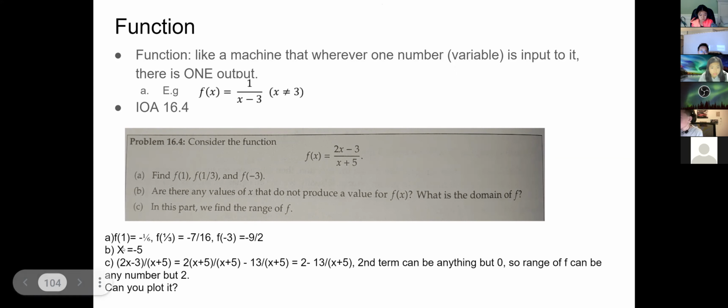Okay, it's straightforward, right? For F of 1, you should put 1 in for x, and you get negative 1/6. And for 1/3, the same thing, you get negative 7/16. And for -3, you get negative 9/2. So let me see, I have Derek, Silva, and Avanish.